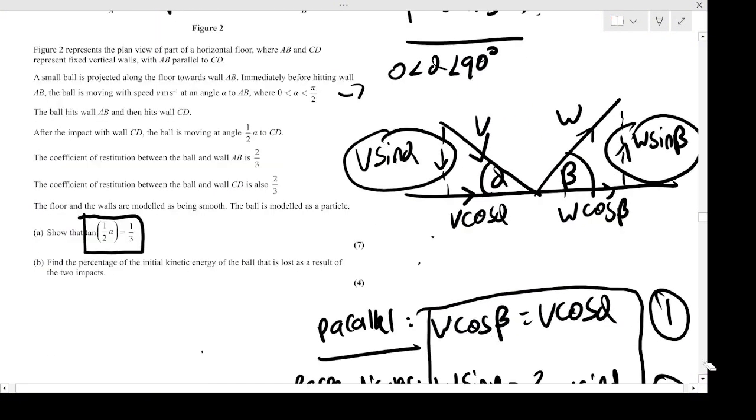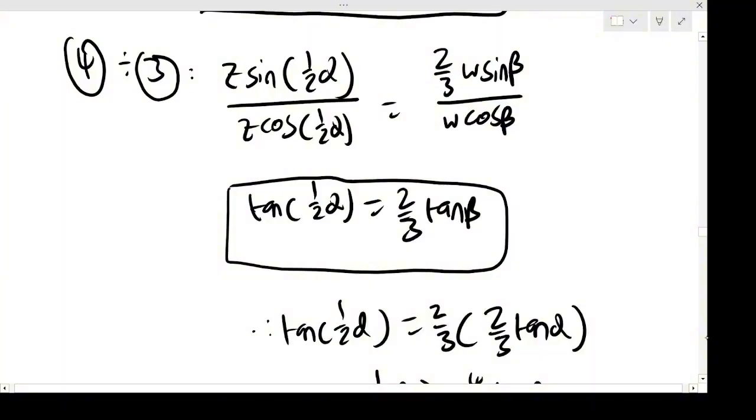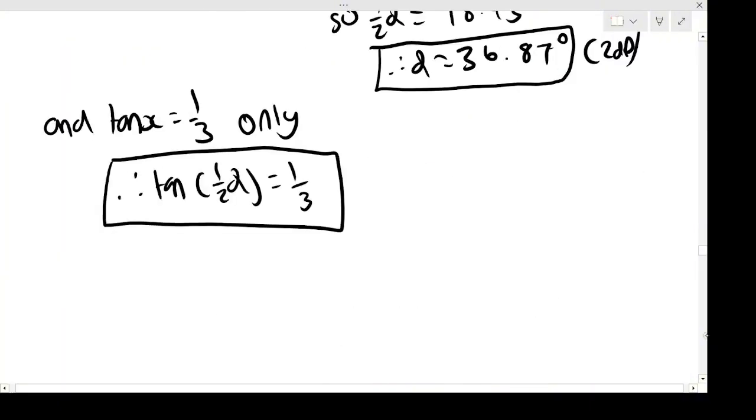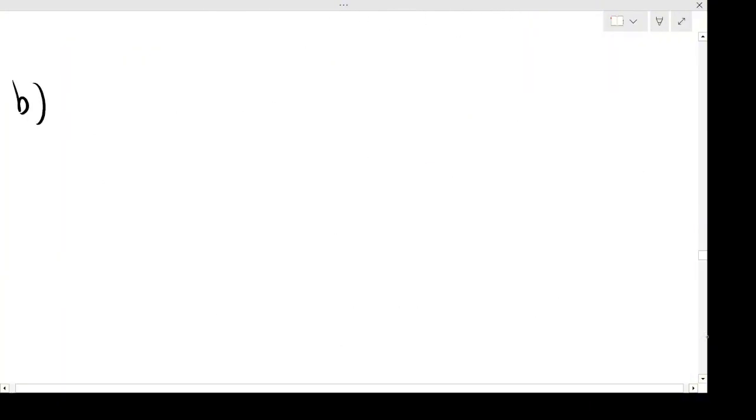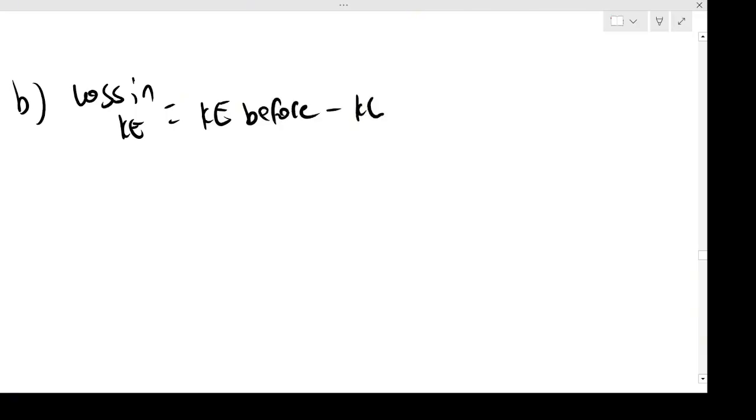Okay, so then it says in part B to find the percentage of the initial kinetic energy that is lost after the two impacts. So again, that's now referring to the loss in kinetic energy, right? So we know how to calculate that. The standard formula for loss in kinetic energy with collisions is the kinetic energy before, take away the kinetic energy after.